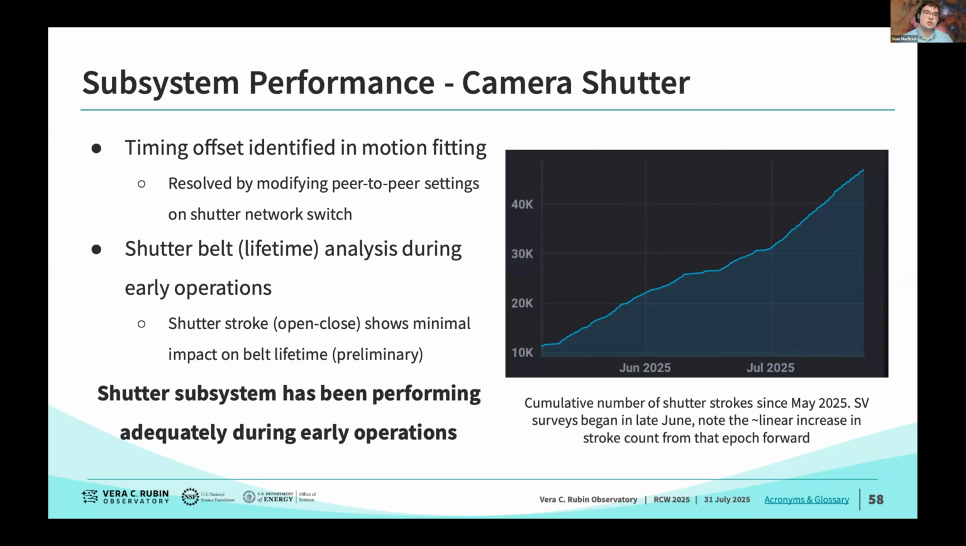Additionally, we've been evaluating the shutter belt, the actual belt that does the pulling and pushing of the shutter blades as they move across the focal plane. Our preliminary analysis shows that there's been minimal impact on the belt lifetime, but this is still ongoing. And I'd like to note that we've almost crossed 50,000 shutter actuations on the single camera shutter that we've been running. So it's been very, very effective so far.